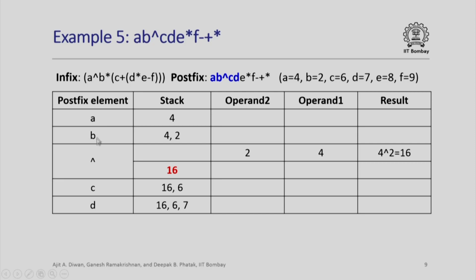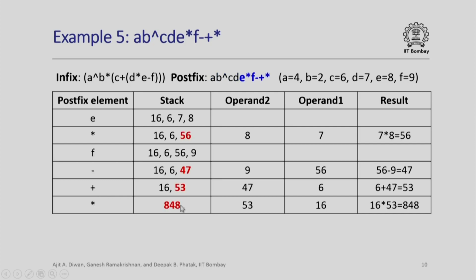Whenever we see an operand, we push it onto the stack. Whenever we see an operator, we actually evaluate that operator and push the result on the stack. Again we see an operand, we push it on the stack, and so on. If we continue like this, these are the characters which are now considered being scanned, and these characters when they come here, postfix element, depending upon whether it is an operand, in which case something gets pushed onto the stack, and if it is an operator, something gets evaluated. At the end we will have the value 848 as the result value on the stack, which is actually the final value of the expression.